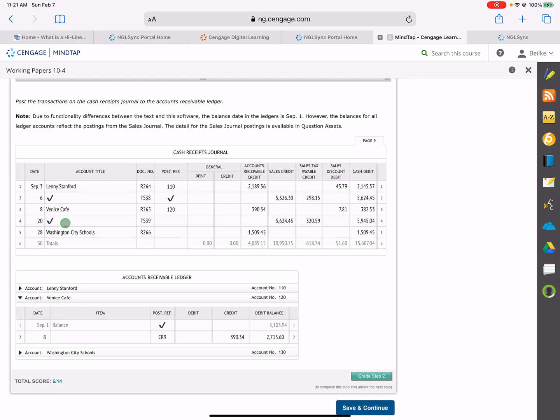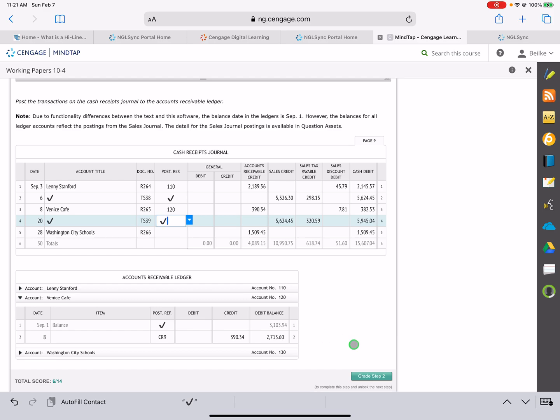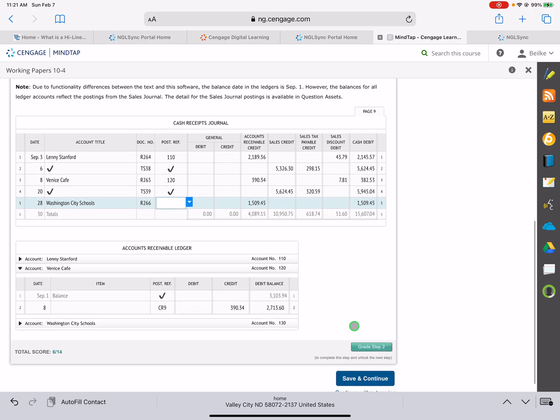to Venice Cafe. Our next one is using 3 special amount columns because it is recording cash and credit card sales. We'll place a check mark there because nothing is posted from that column.